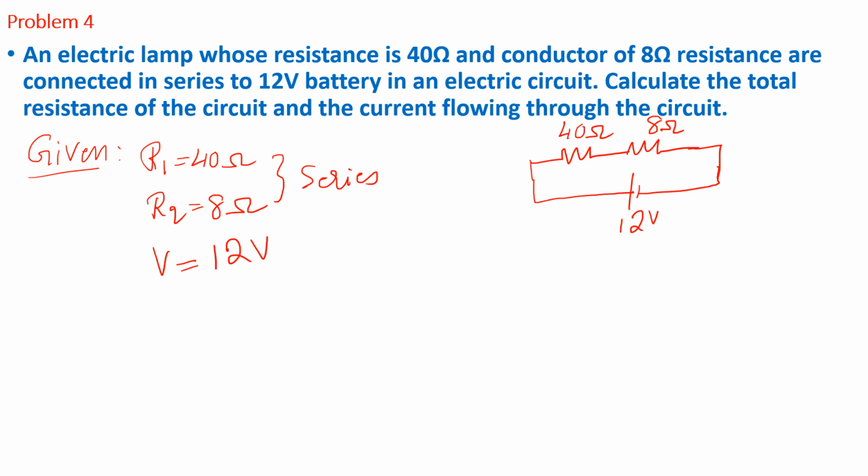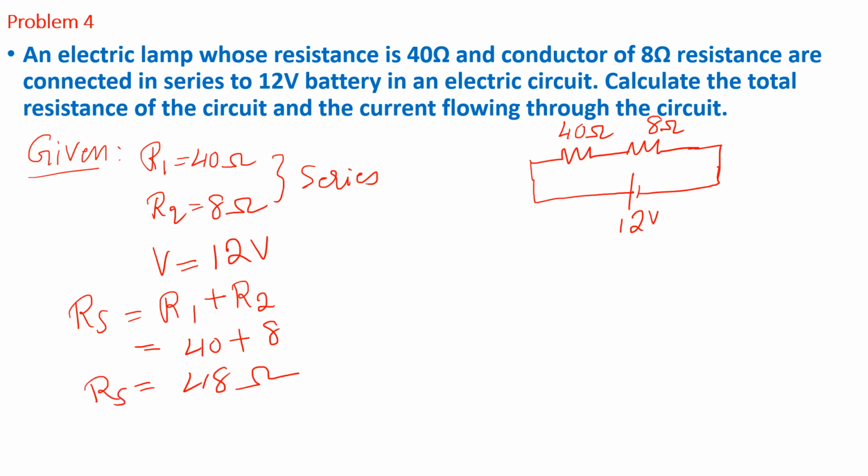In the case of series combination, the effective resistance Rs is equal to R1 plus R2, which is equal to R1 is 40, R2 is 8, which is equal to 48 ohms is the effective resistance of this particular combination, that is 48 ohm.